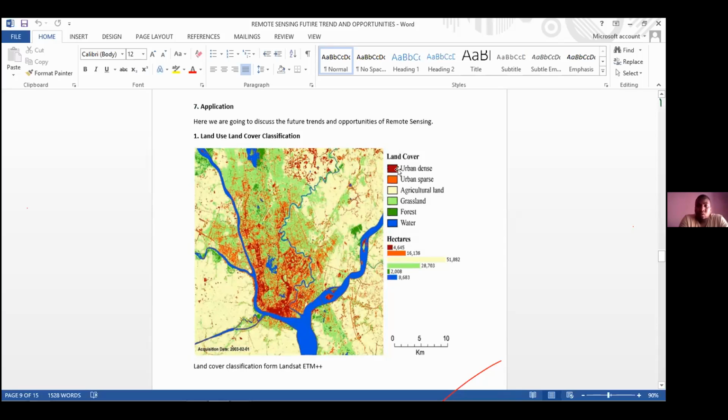I was able to classify this area using remote sensing, and you can see it's able to give you the urban density. For example, a town, you can see the urban density. You can see this maroon color here. That means this place is densely populated. We have so many buildings. Also, it's able to classify the area with agricultural land, grassland, forest, water.